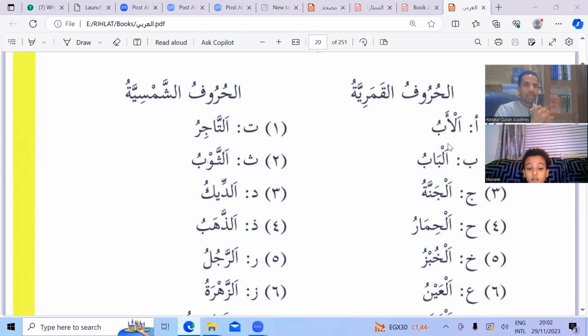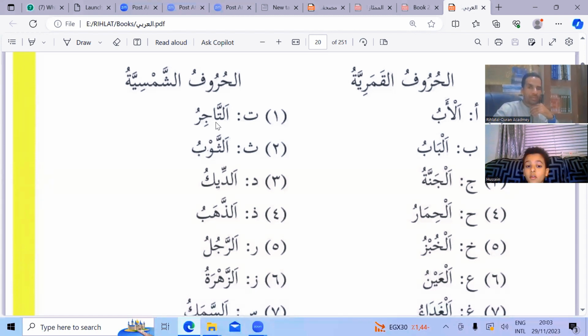Okay, last lecture we discussed the difference between lam shamsi and qamari. Can you remind us what is the difference between lam shamsi and qamari, please? Shamsi is where you write and you don't read. Excellent. And what is the sign of it? Shadda. Shadda on the letter following the lam shamsi, right?